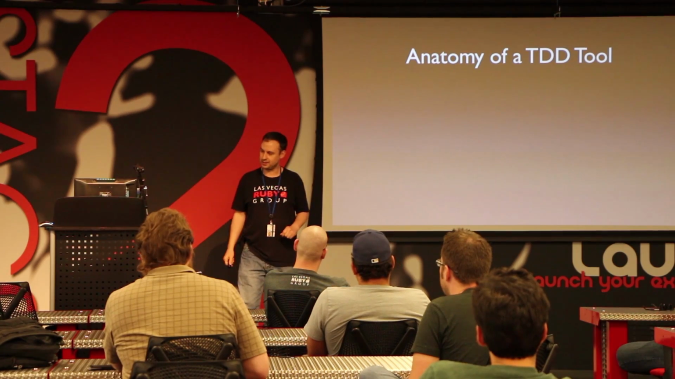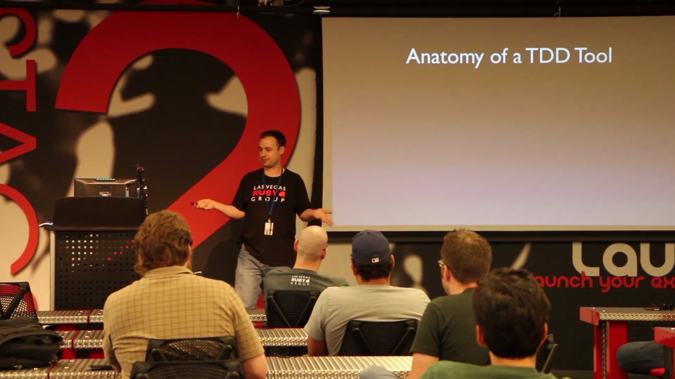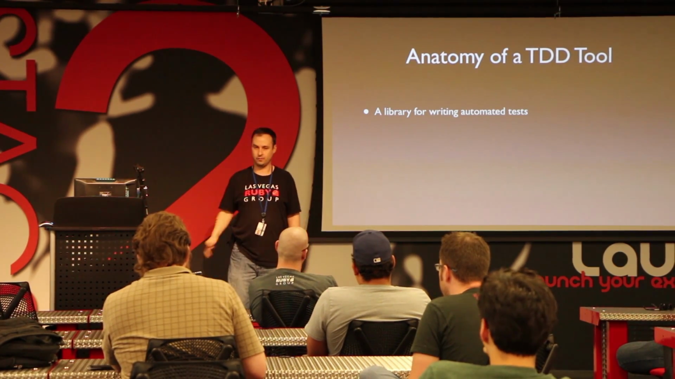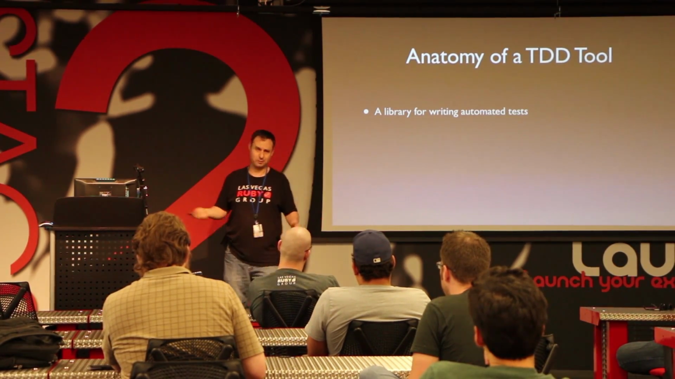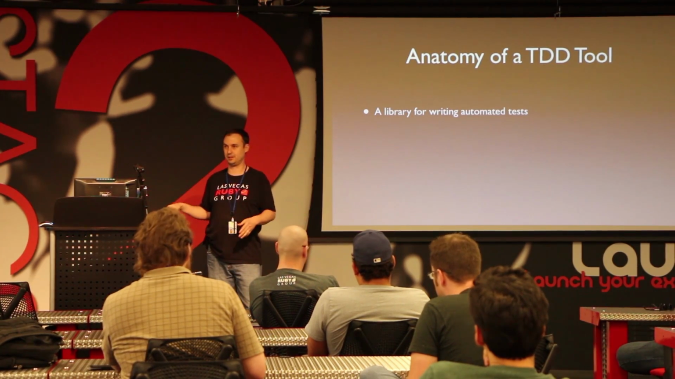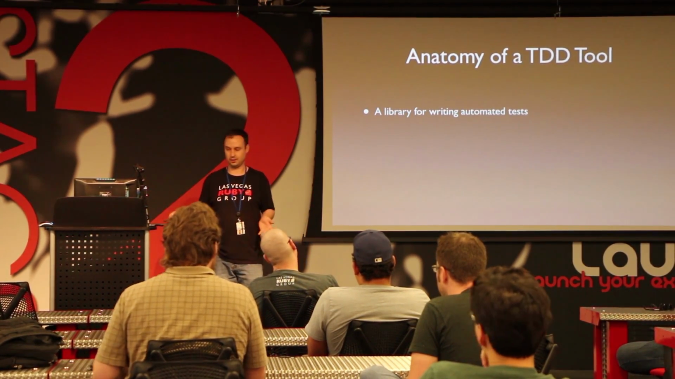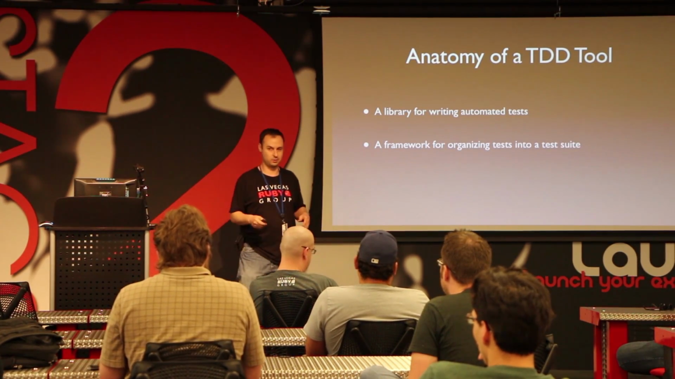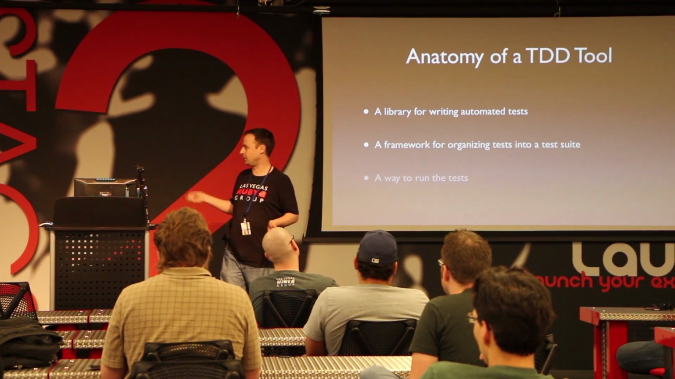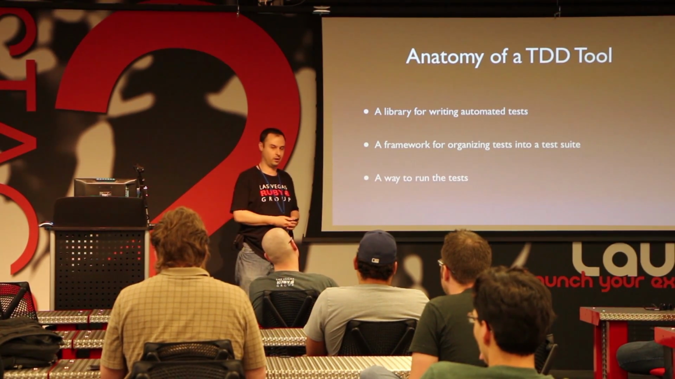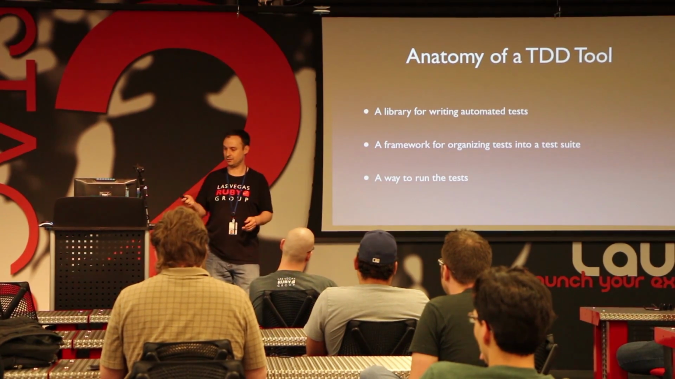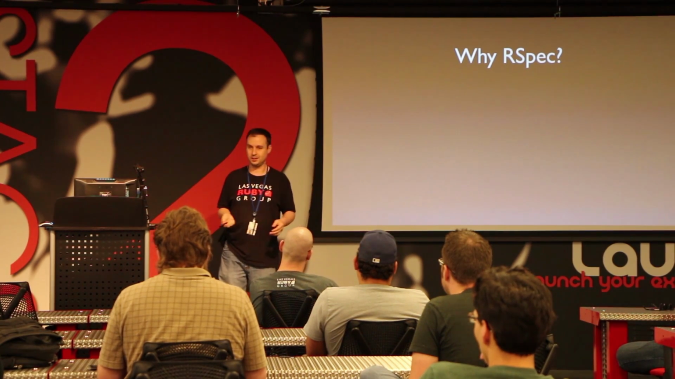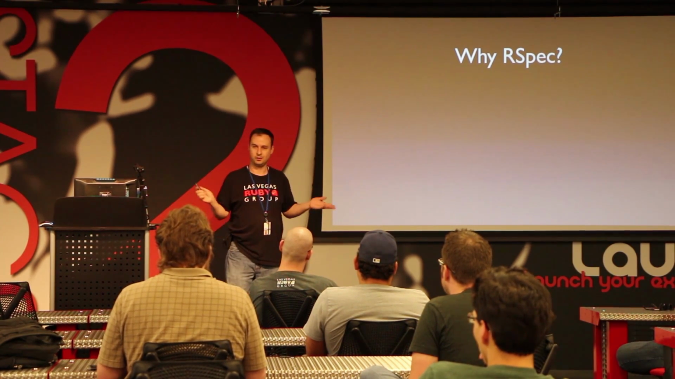So what makes up a TDD tool? Well, there are 3 parts that it needs to have. It needs a library for writing automated tests, basically a library for expressing expectations in a way that it can test them. It needs a framework for organizing those tests into a test suite. And finally, you need a way to run those tests. At a minimum, a TDD tool needs to have these, and RSpec does. RSpec is not the only TDD tool out there for Ruby. There are several.